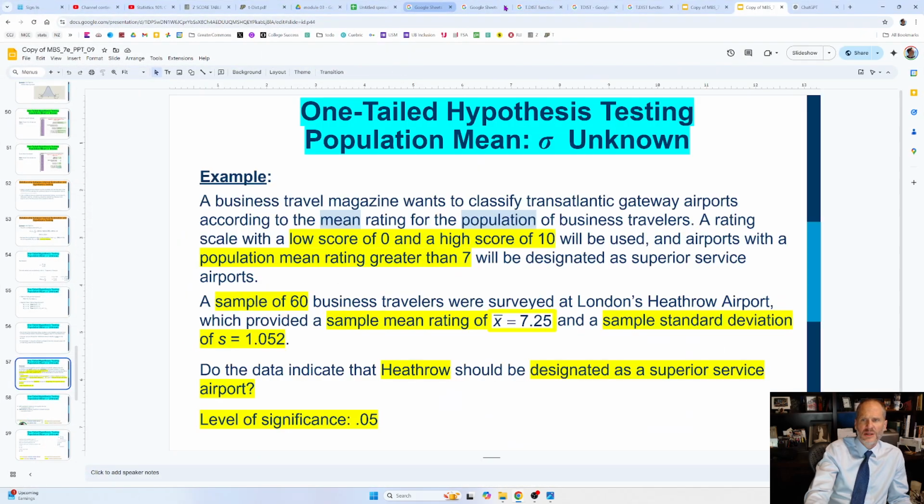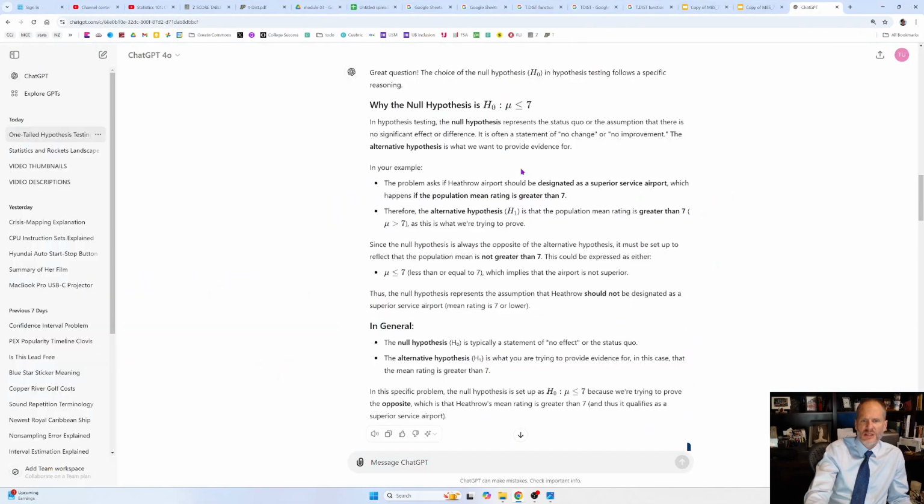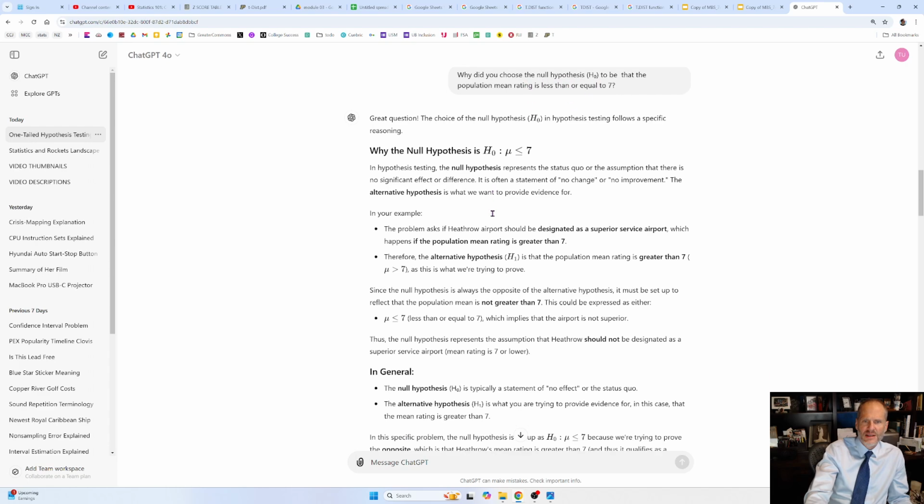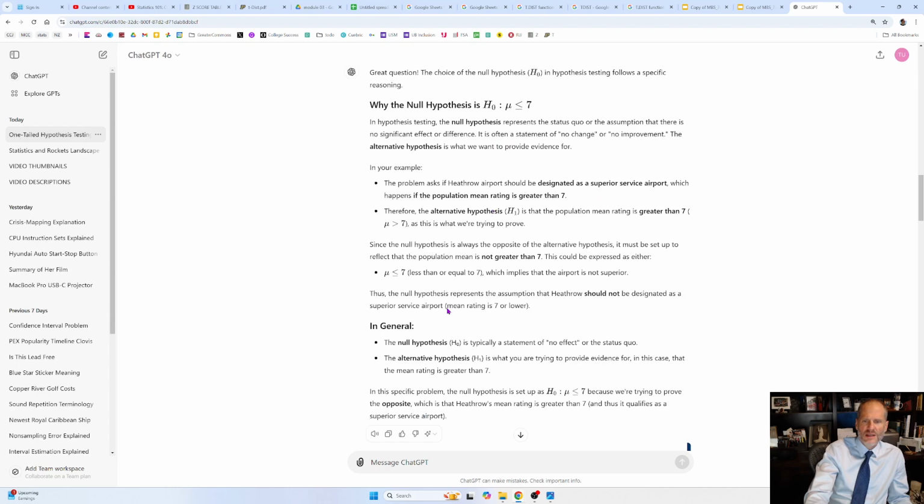But before we get to it, I want to show you this ChatGPT, because I asked ChatGPT, why did you choose the null hypothesis to be that the population mean rating is less than or equal to 7? You can read this explanation from ChatGPT, and it reiterates a lot of what I just shared, but it's also good to hear it from another perspective. I would take a gander at that if I were you. So pause the video and take a gander at that.